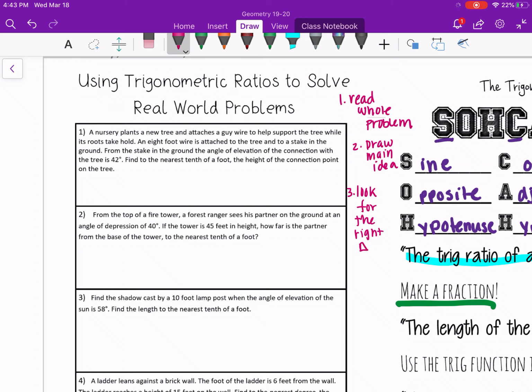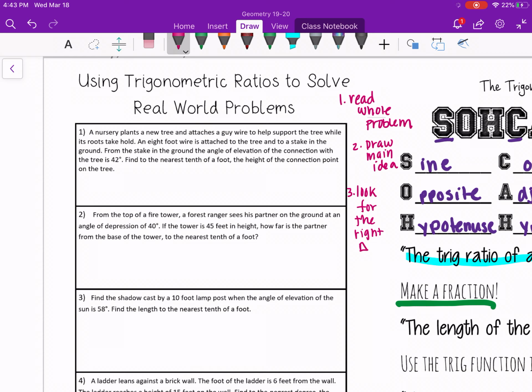So the first problem says a nursery plants a new tree and attaches a guy wire to help support it while the roots take hold. An 8-foot wire is attached to the tree and to the stake in the ground. From the stake in the ground, the angle of elevation to the connection point with the tree is 42 degrees. Find to the nearest tenth of a foot the height of the connection point on the tree.